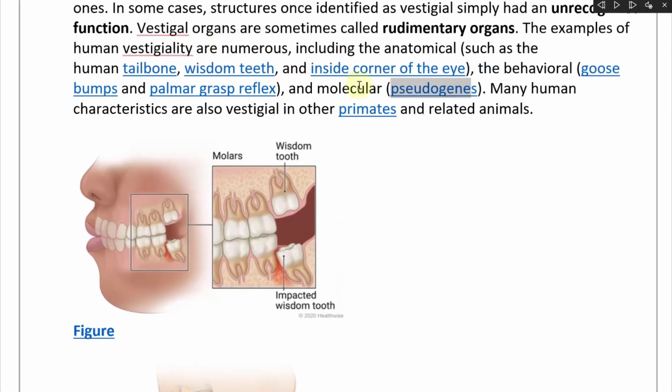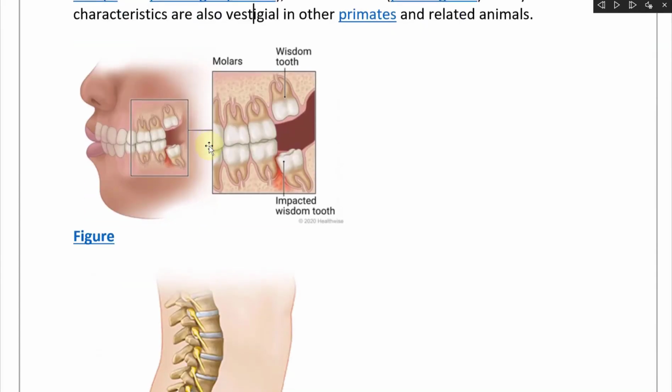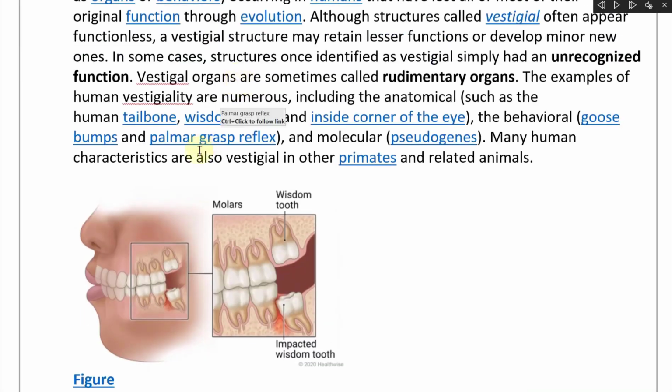All right, so we're back here, and many human characteristics are also vestigial in other primates and related animals. So that's interesting. Other primates and related animals have parts that humans have, but they don't have that function or that similar function anymore. Let's take a look at some of these right here.